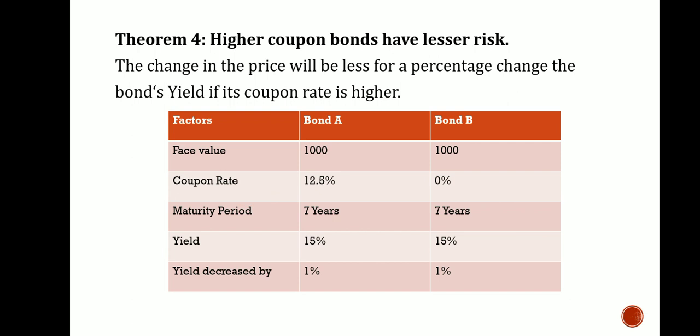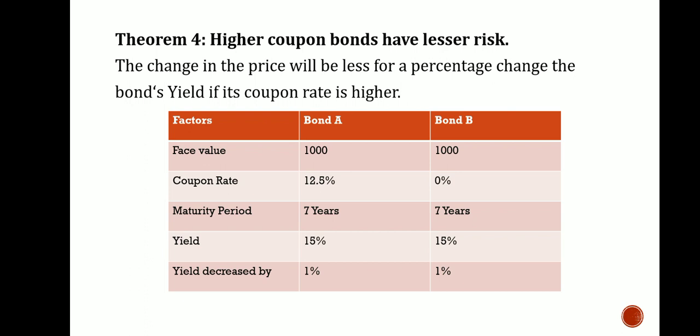Theorem 4. Higher coupon bonds have lesser risk. The change in the price will be less for a percentage change in the bond's yield if its coupon rate is higher. Based on the coupon rate, an investor can compare the risk involved in different bonds. If the coupon rate is higher, risk will be lesser and vice versa.